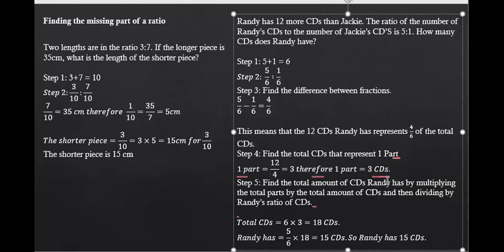To find the total amount of CDs Randy has, we multiply the total parts by the amount in one part, and then take Randy's share of the ratio. So total CDs is equal to 6 multiplied by 3, which is 18 CDs in all. And Randy has 5/6 multiplied by 18. So Randy has 15 CDs.